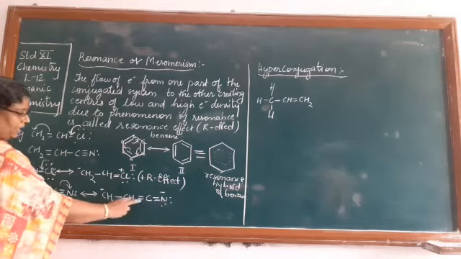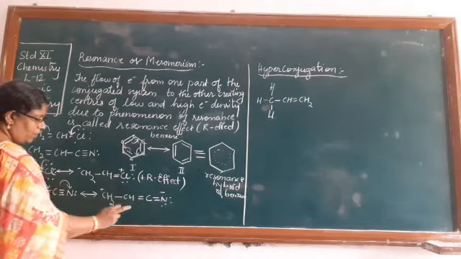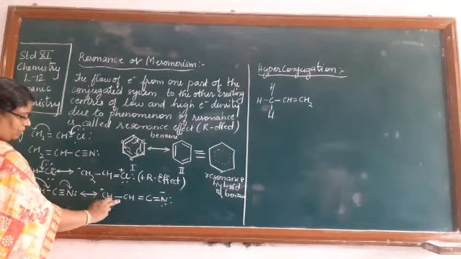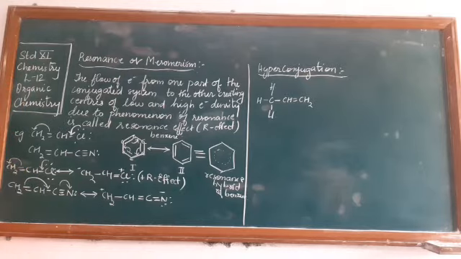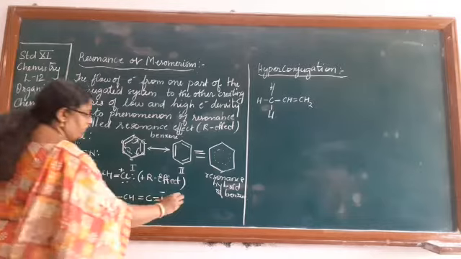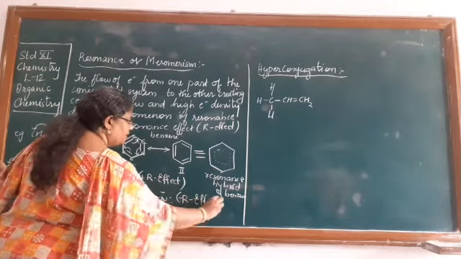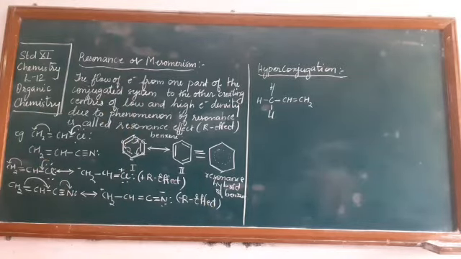Just observe the valencies of the carbon. Here C has 1, 2, 3, 4. Here also 2, 3, and there is a positive sign. Got it, everyone? So this is what we call the resonance effect. And here what is happening? In the second example, the electrons of the double bond are being withdrawn by this group. So that effect is called minus R effect.